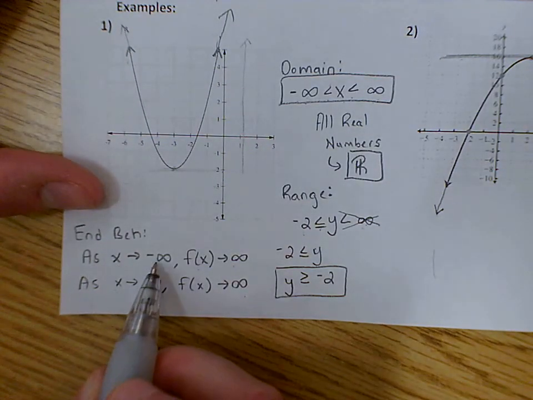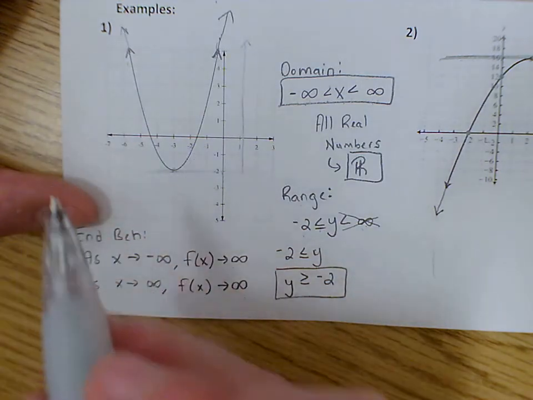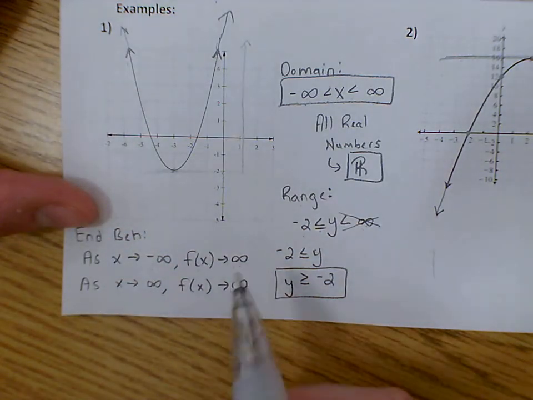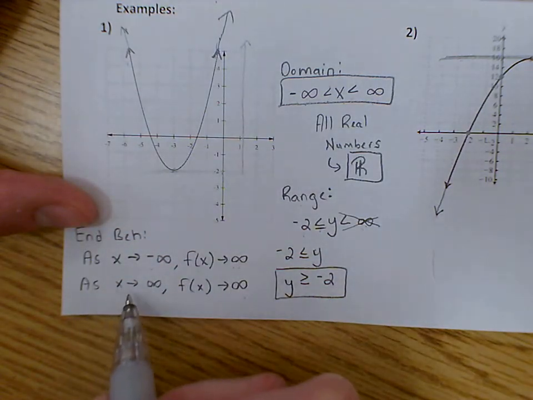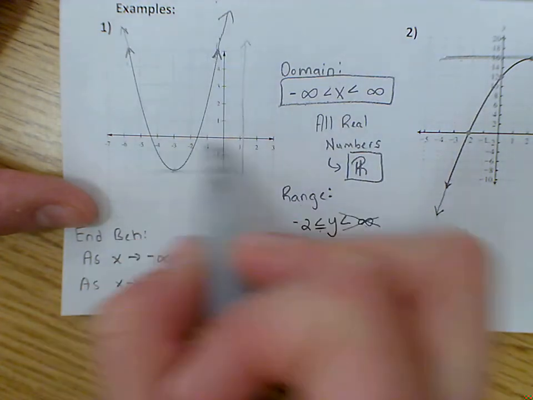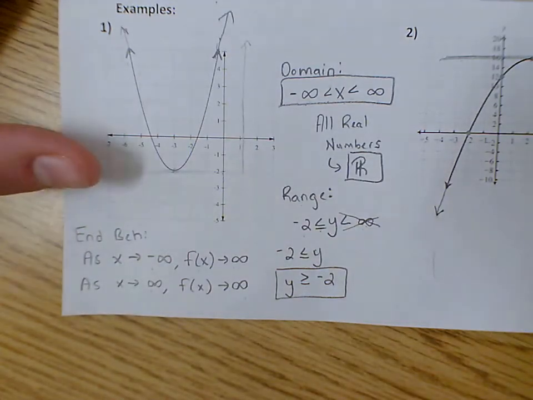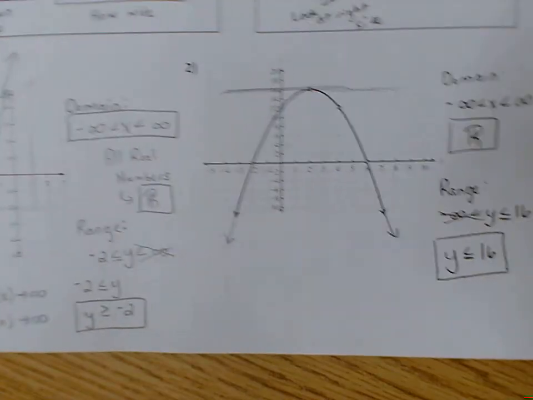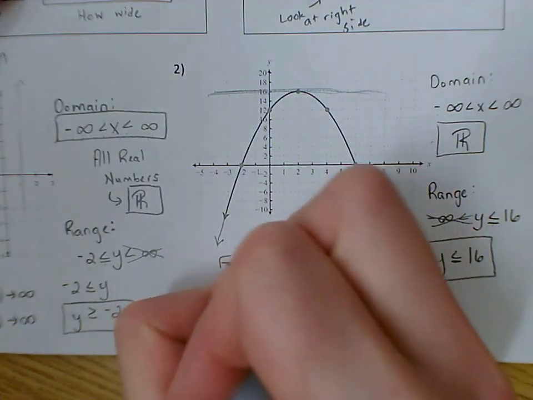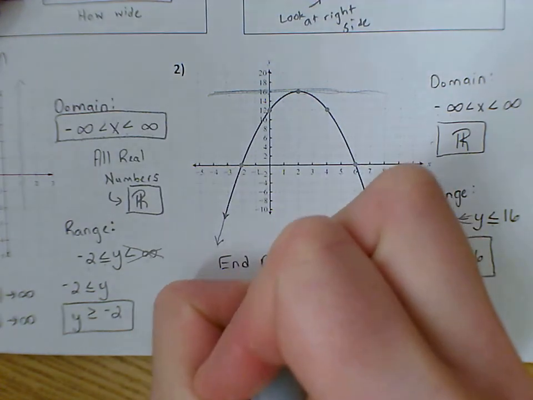As my x goes to negative infinity, so on the left side of my graph, my function is going up. As x approaches positive infinity, so when I look on the right side, my function is going up as well. So that would be the end behavior. All right, so then this one. What if we had to do the end behavior for this one?